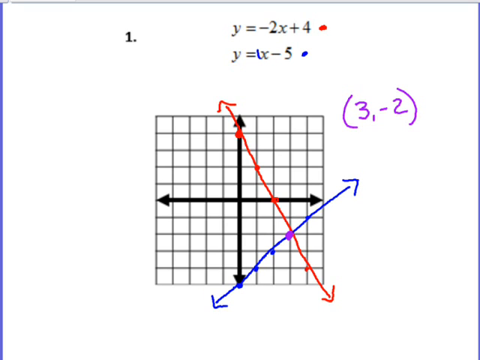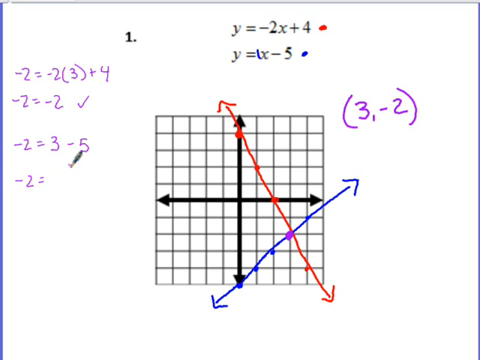Alright, and you're always going to check your work, and you're going to check by taking this ordered pair and plugging it into both equations. So I'm going to do the red line first. I would have negative 2 is equal to negative 2 times 3 plus 4, because I plugged the x and y values into that equation. Then when I do the math, negative 2 times 3 is negative 6. Negative 6 plus 4 is negative 2. Negative 2 is equal to negative 2. That is a true statement. I have to do the same thing for the blue line, so y, negative 2 equals x, 3 minus 5.